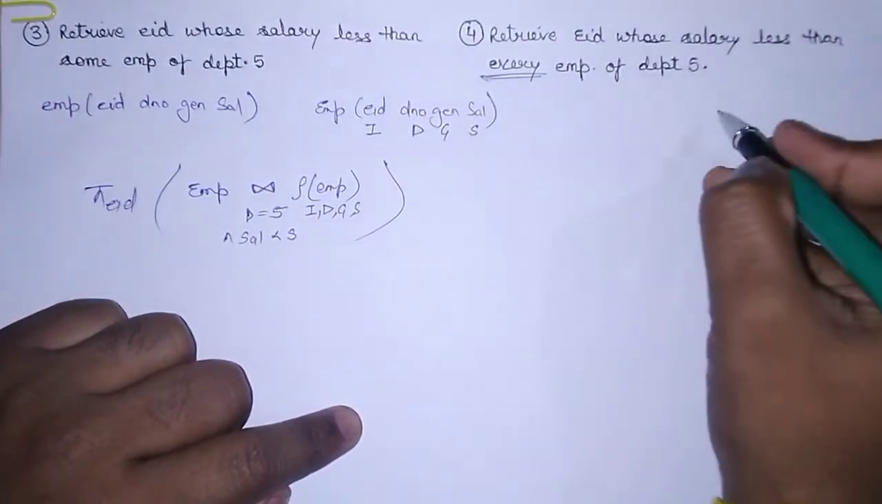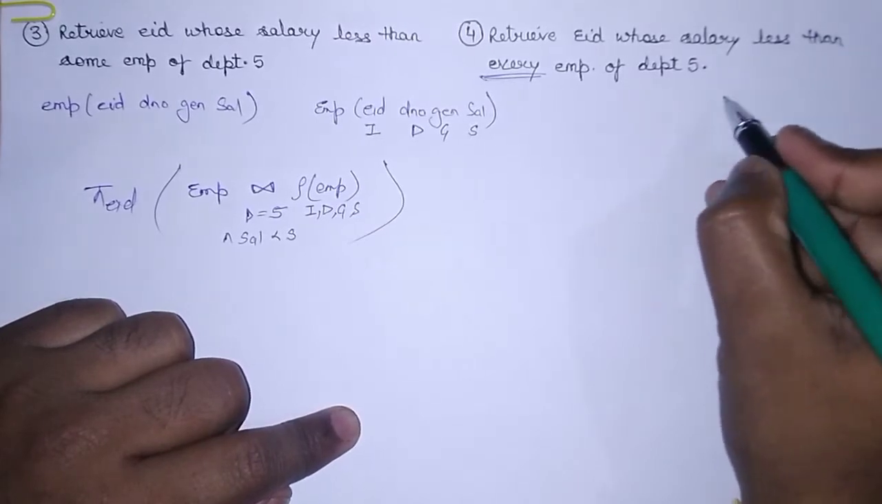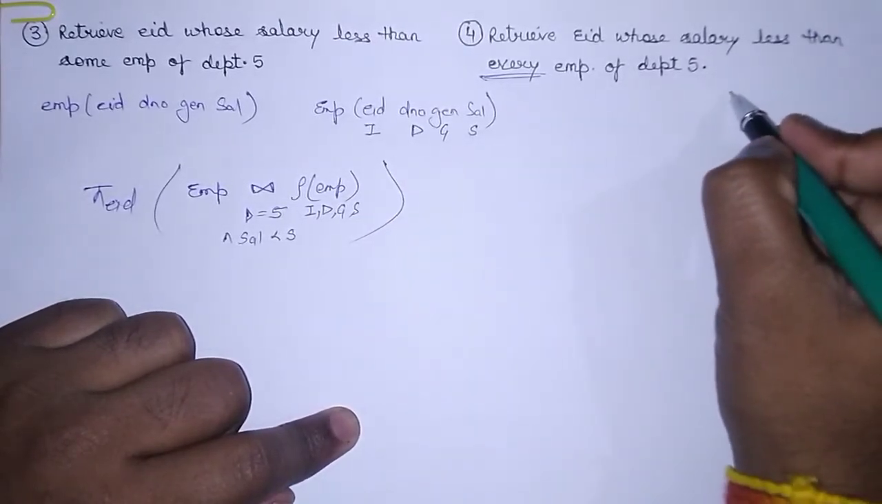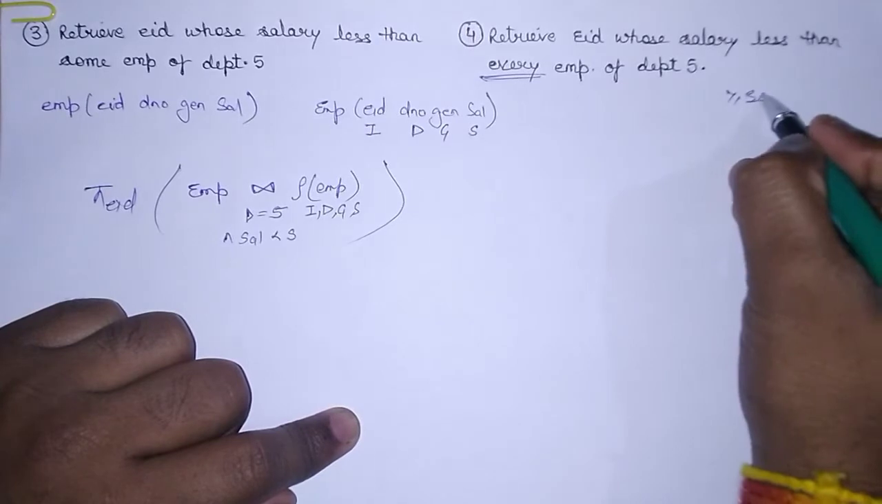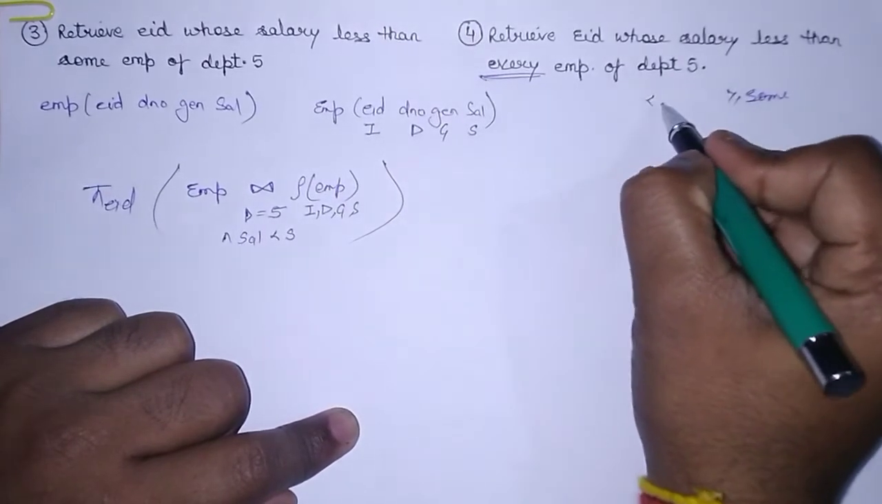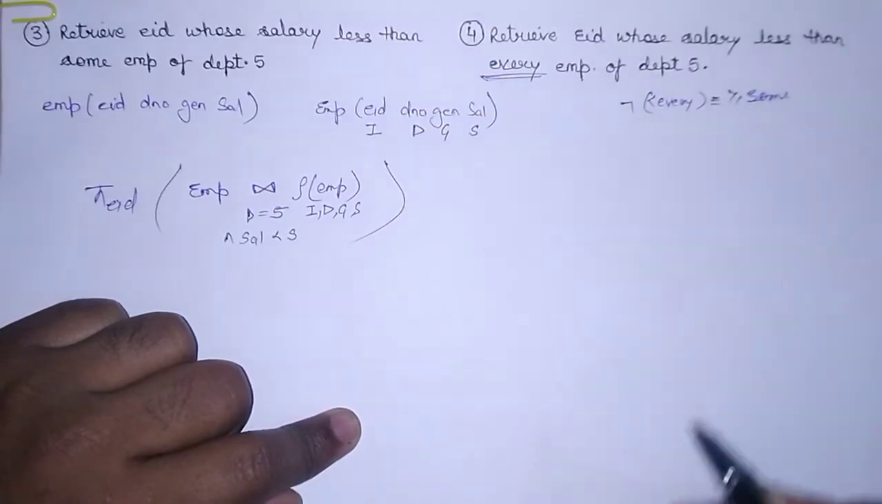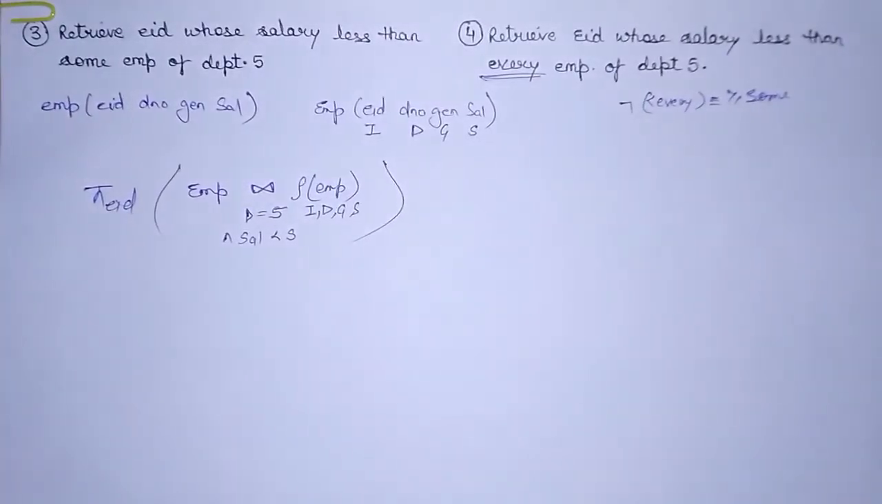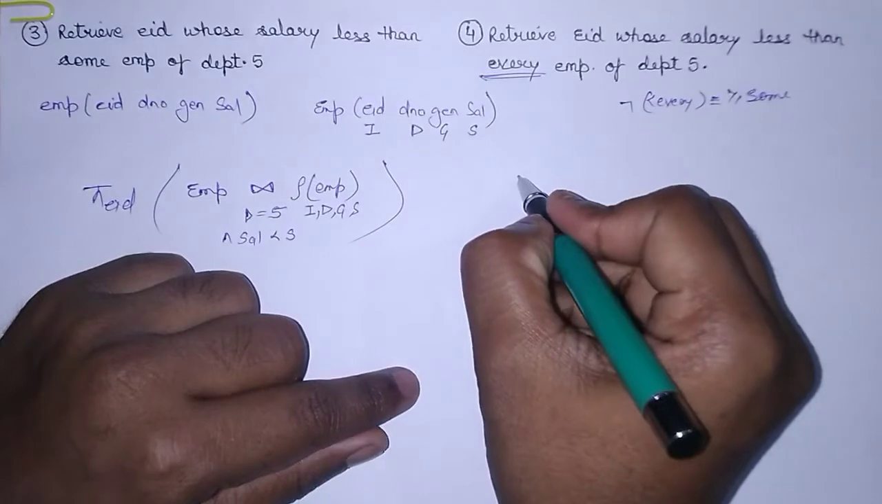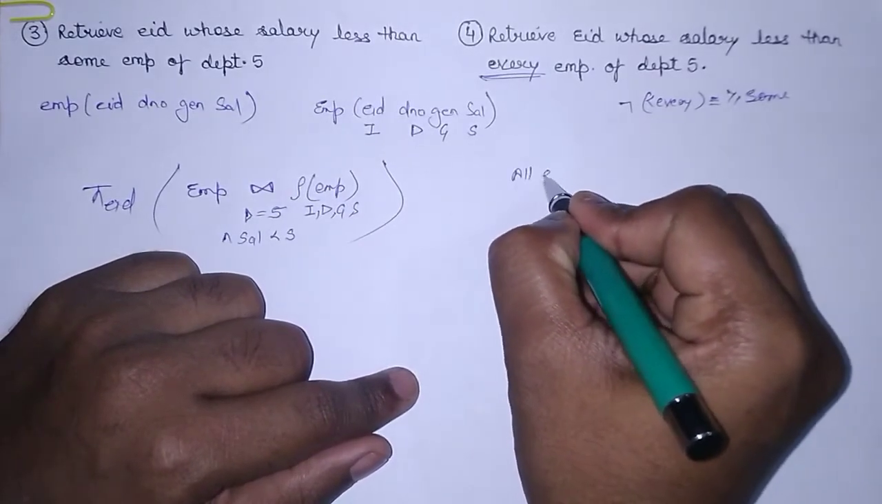Here I am having less than every. So what will be the complement of less than every? Greater than or equal to some will be the complement of less than every. So I told you that we have to solve this as a complement because I am having every here. So again what we have to do is subtract from all employee ID.